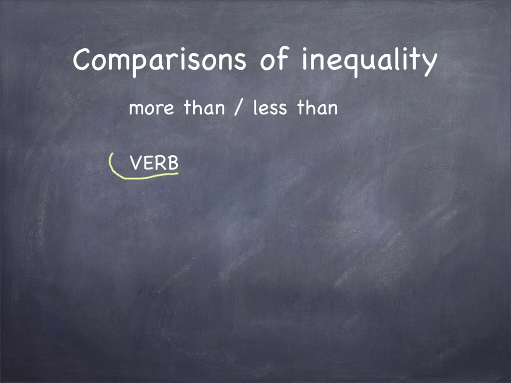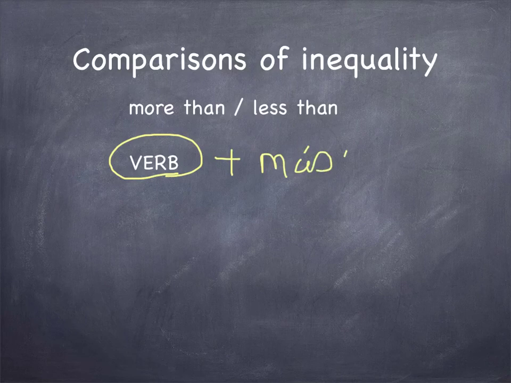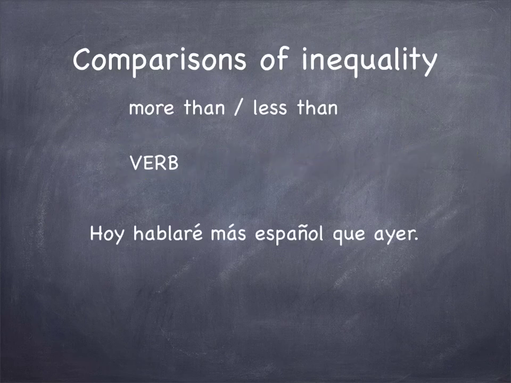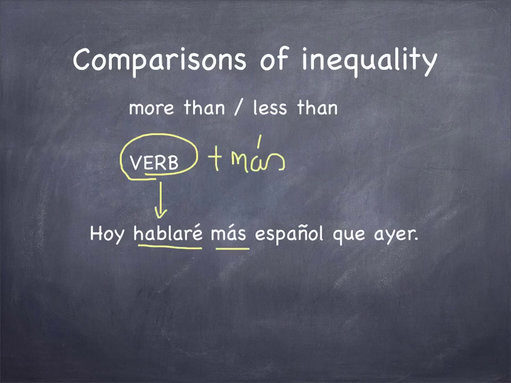When we have a verb, then the position reverses. We have first the verb, and then this is followed by más or menos, and then que. So let's take a look at the example. Hoy hablaré más español que ayer. So today I will speak more Spanish than yesterday. So we have the verb, correct? Hablaré, followed by más, and then what we're going to compare, which is in this case Spanish, and then followed by the word que.